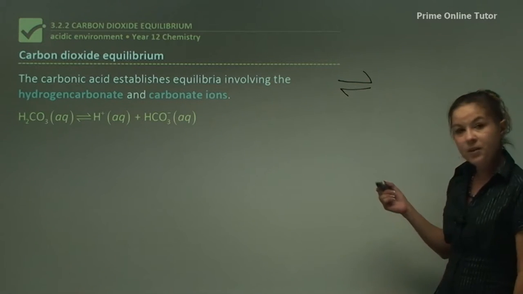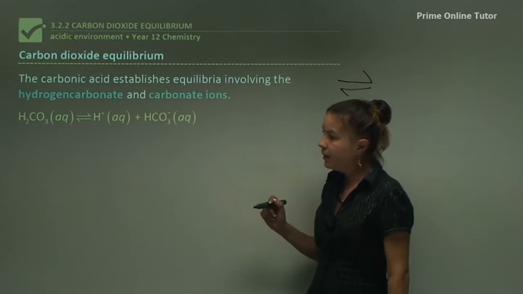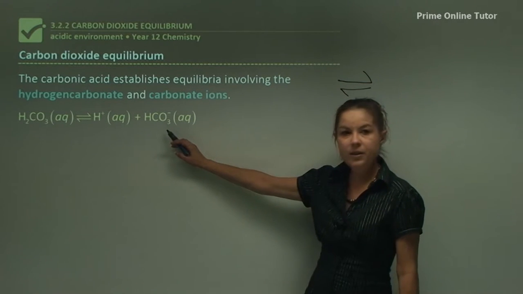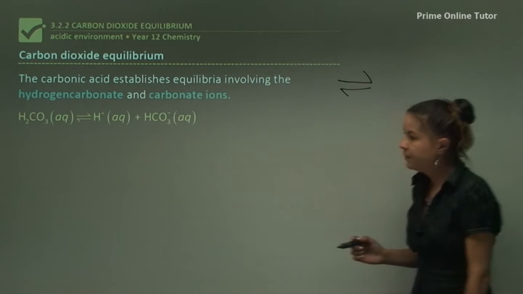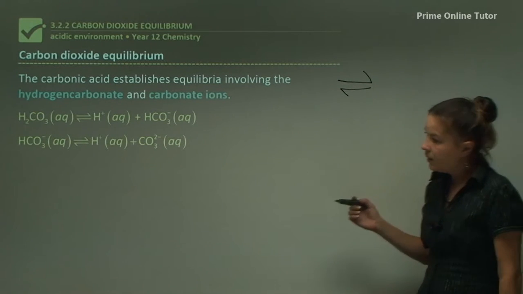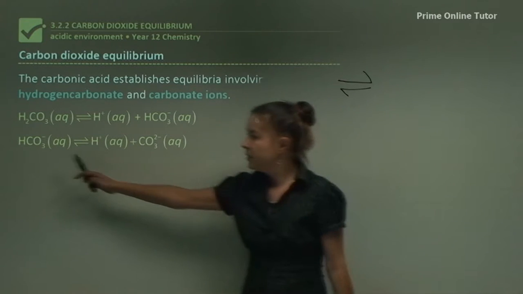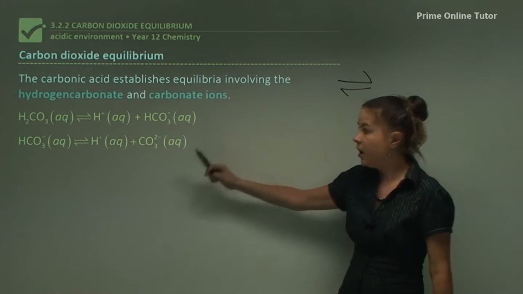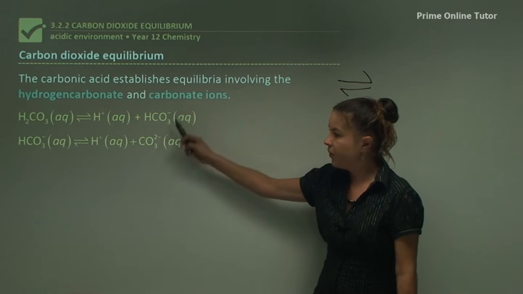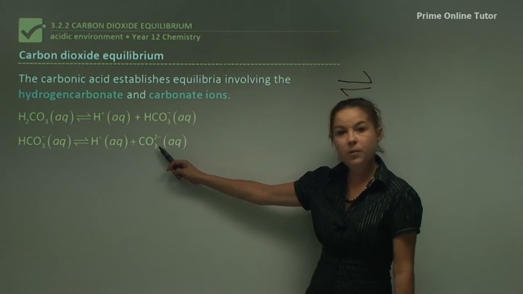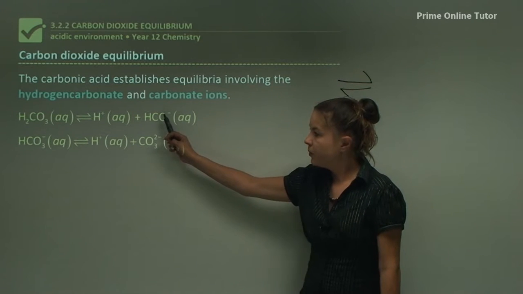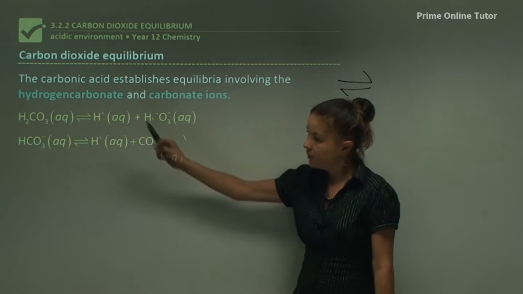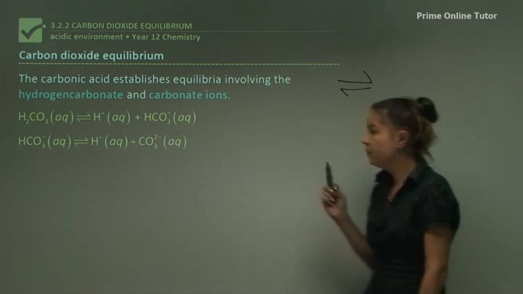So our equations for this is hydrogen carbonate or carbonic acid going to a proton and a hydrogen carbonate ion. The other equilibria is the hydrogen carbonate ion going to a proton and a carbonate ion. And you can see that they have a different valence there, -1, and this one's -2. So this one has lost 1 proton, and this ion has lost 2 protons from the hydrogen carbonate molecule.